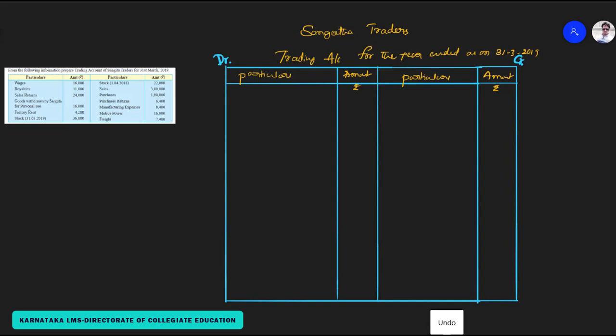So in the problem they have given the data. So with this data we can directly prepare the trading account. There is no need of having any extra ledger accounts or journal entries, because they have directly given the information. All the details related to the trading account are given here, so we can directly prepare the trading account with this information. So let us start putting the data in this format.